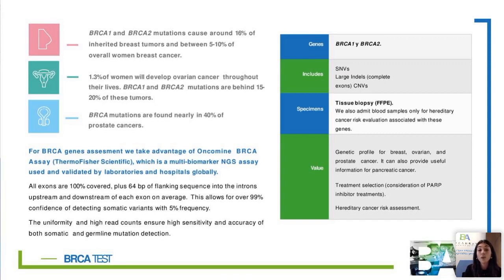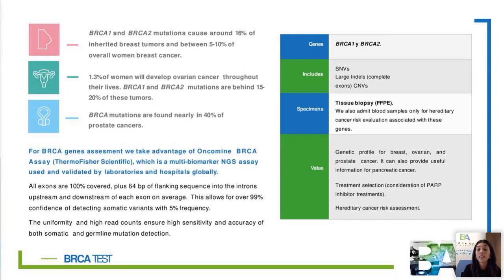Altogether, this allows for over 99% confidence of detecting somatic variants with a 5% frequency in the population, or even a little bit less. Again, we will be able to check not only single nucleotide variants, but also a change in the number of copies of the gene, and also the complete loss of one or several exons of these two genes. We will require one piece of the affected tissue plus one blood sample, so we will be able to check for both somatic and germline mutations.